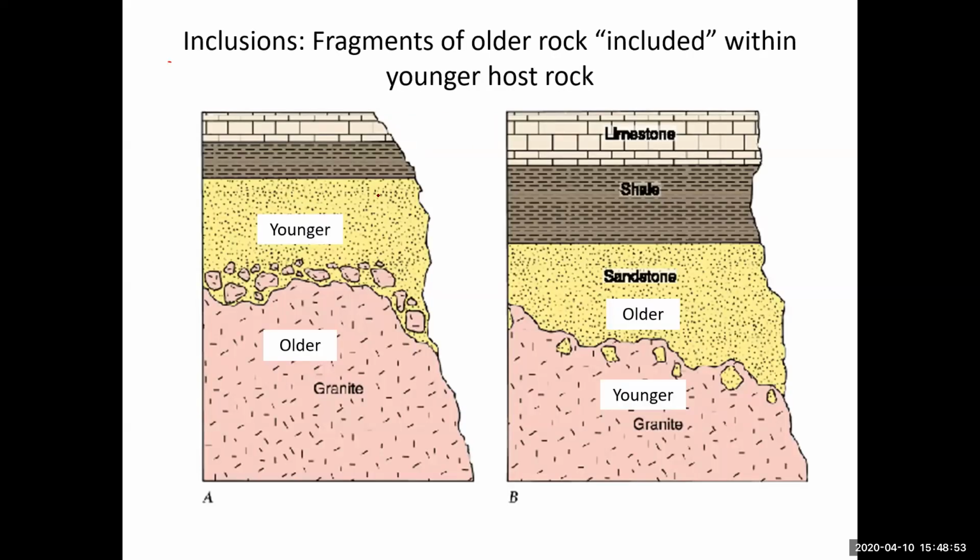Okay, on to the principle of inclusions. An inclusion is just a fragment of an older rock included within a younger rock. So that's important. The rule of thumb here is that the inclusions are always older. The host rock that the inclusions are in is younger. So over here on the left, we have a granite, and this would be like a sandstone over here. What if I didn't label the relative ages of the granite and the sandstone? How would you know in this case that the granite is older than the sandstone?